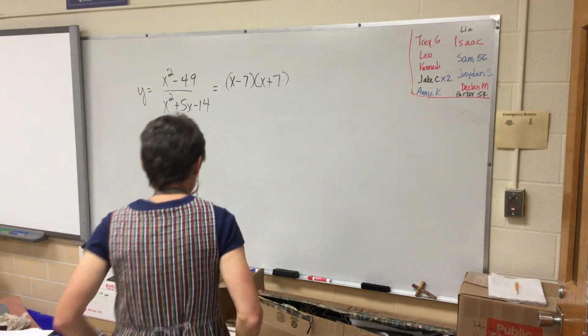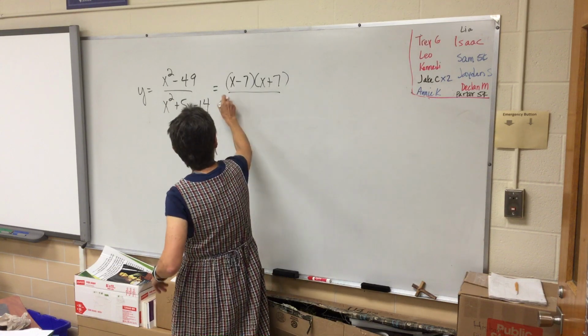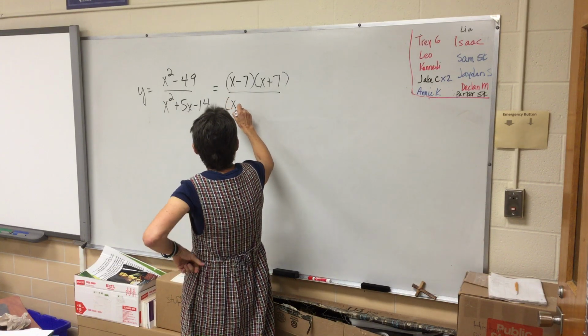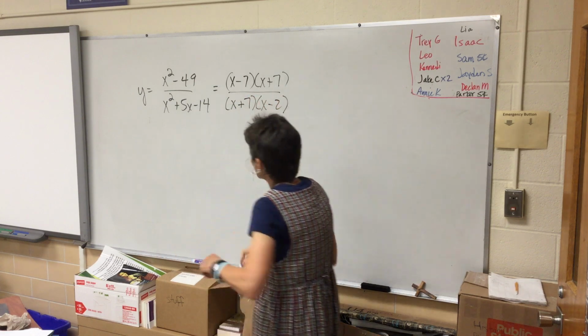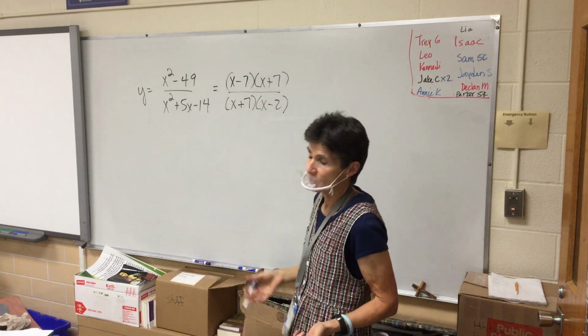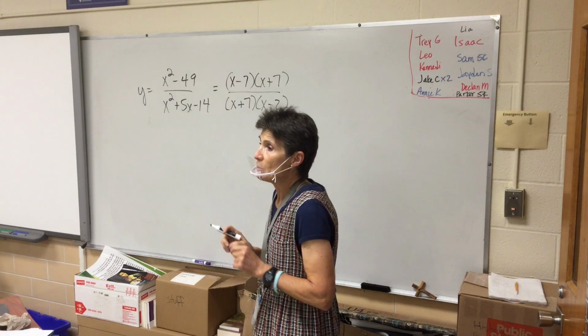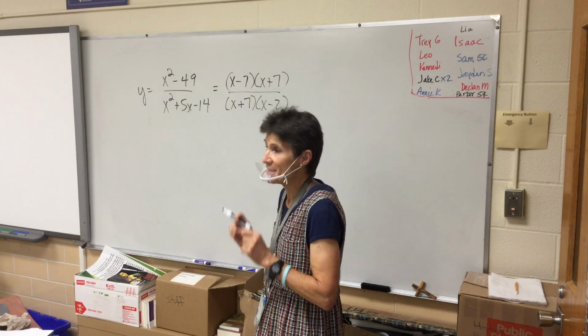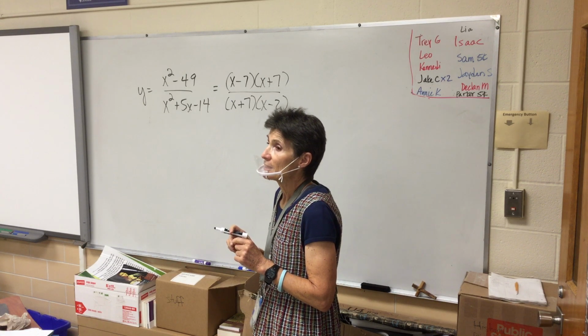Okay, so this is a big review problem. So we're going to factor. At the top we've got, how does the bottom factor? x plus 7, x minus 2. This is a situation where you have to be able to factor it, you guys, because the only way that holes appear is if you can cancel.